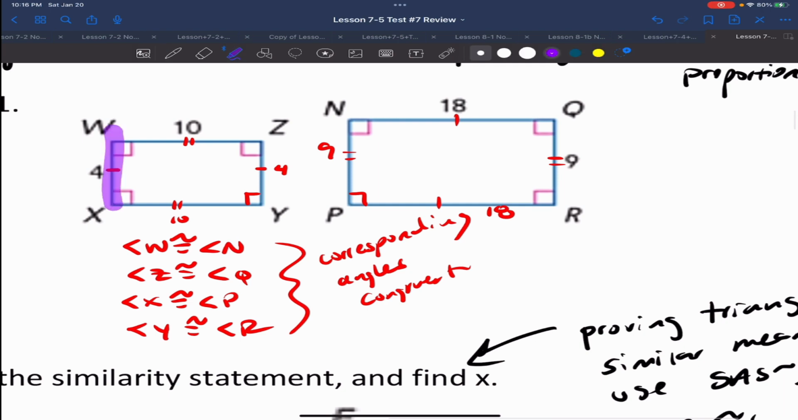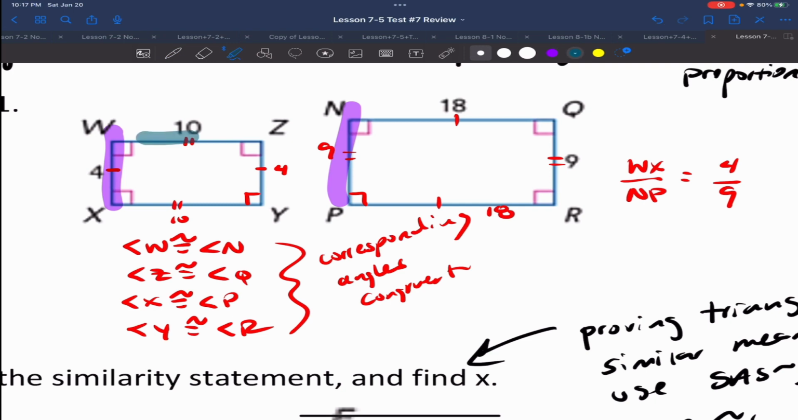So yes, I actually can say that WX corresponds with NP. They're not proportional. So just know that this side is corresponding with that side there. So 4 to 9, great. So I have 4 over 9.